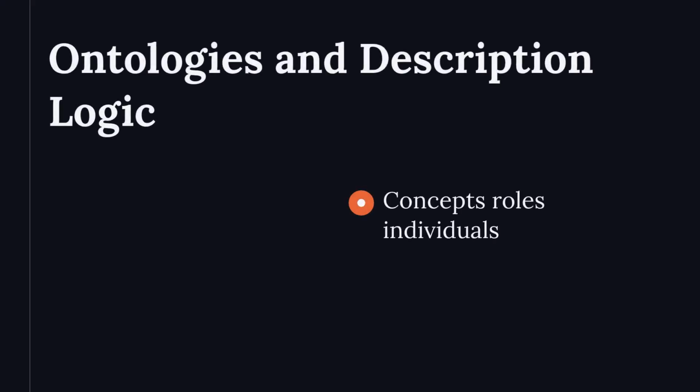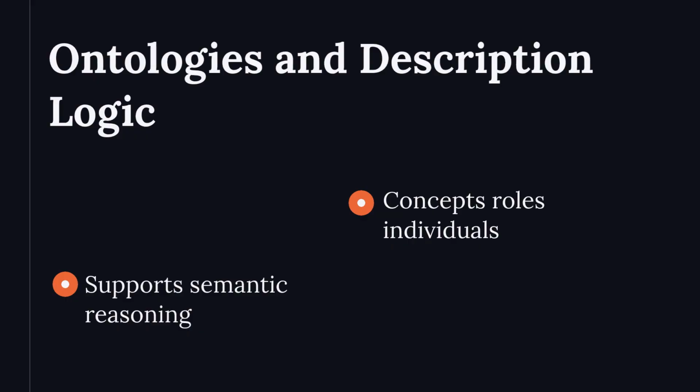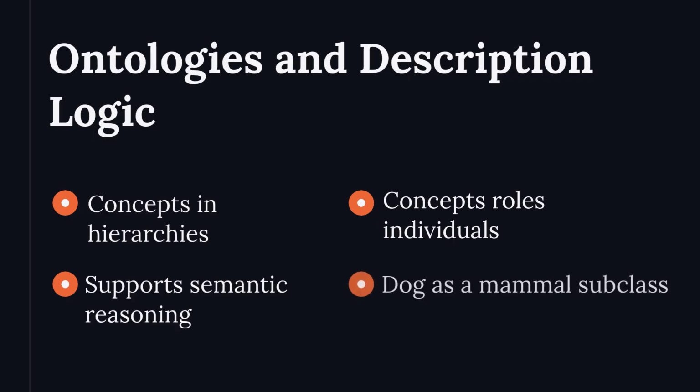Ontologies organize concepts and relationships into formal hierarchies. Description logics support this by representing concepts, roles, and individuals in a formal way. The material highlights their use in semantic reasoning and ontology building, including subclass relations such as a dog being a mammal.